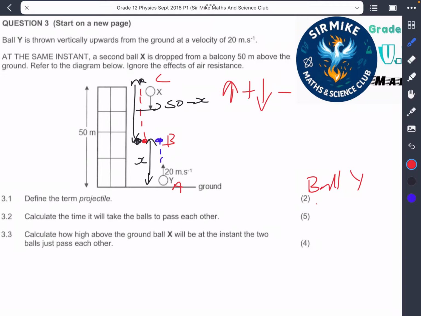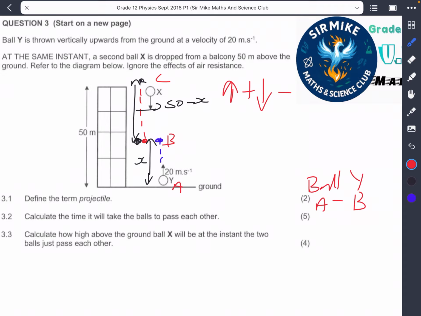So this is between point A and B, right? Because I want to know the time taken for that object to pass each other. So I want to know the time traveled by ball Y from point A to B. In this case, I know that ball X would take that same amount of time to travel between point C and B.